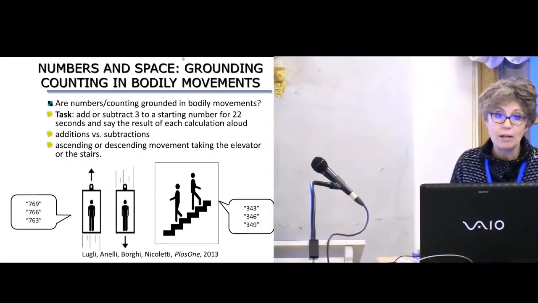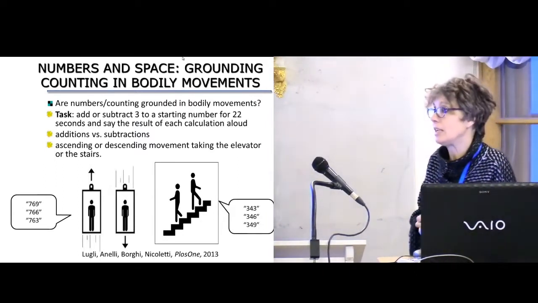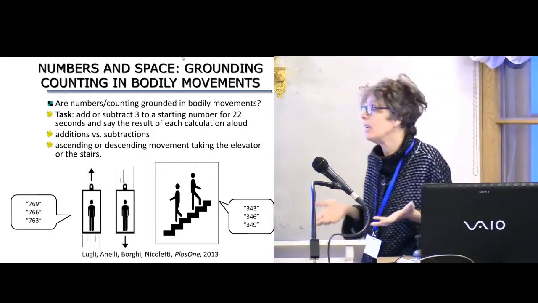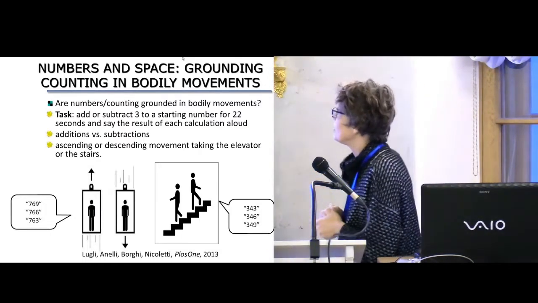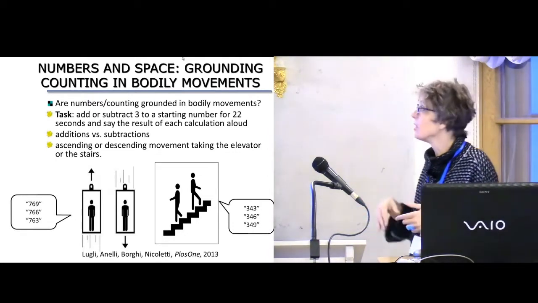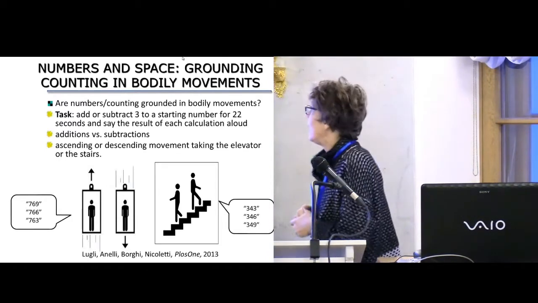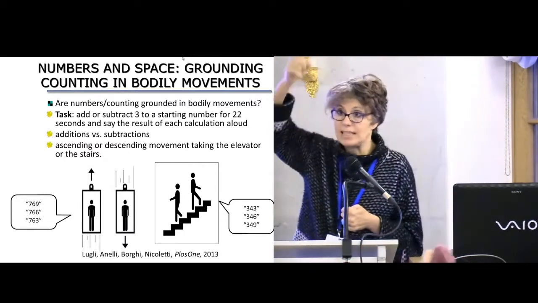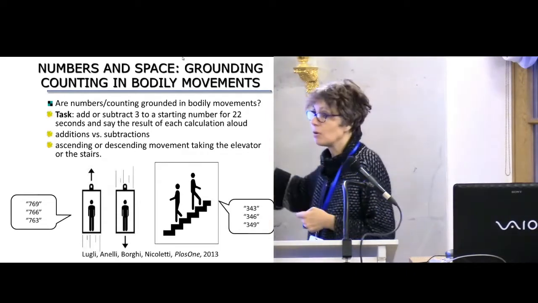This is one study from our lab in which we asked whether numbers and counting are grounded in body movements, in space and in bodily movement. Very simple behavioral experiments. Participants had to add or subtract number 3 to a starting number for 22 seconds. And they had to say the result of their calculation aloud. And in the meanwhile, they had to perform an ascending or descending movement. So they had to take an elevator, or they had to go up and down the stairs.